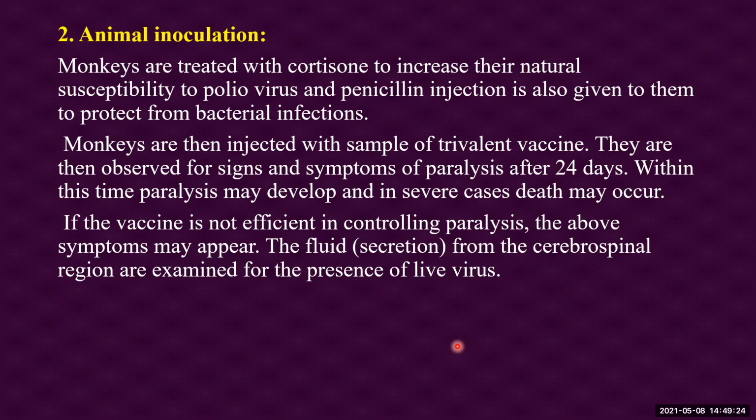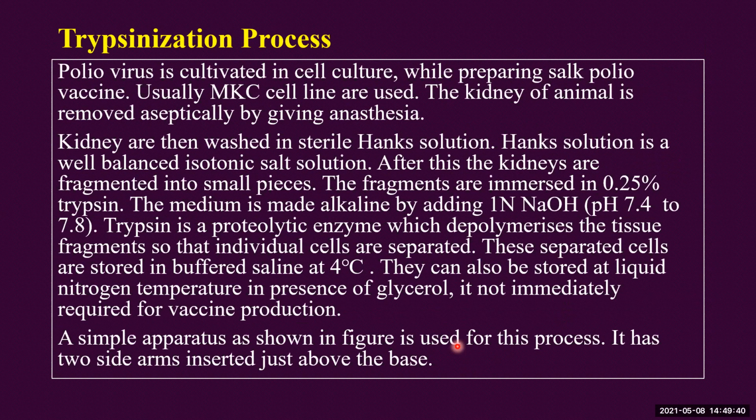So the CSF from the animal is collected and searched for the presence of live virus. So if any paralysis takes place in the animal after animal inoculation, it indicates that the inactivation of virus is inefficient and we have to send it back for inactivation. Okay. So this is how safety testing is done. Now, for preparing monkey kidney cell culture, we have to perform trypsinization. So let us discuss trypsinization process.